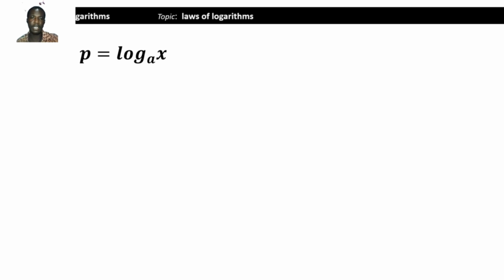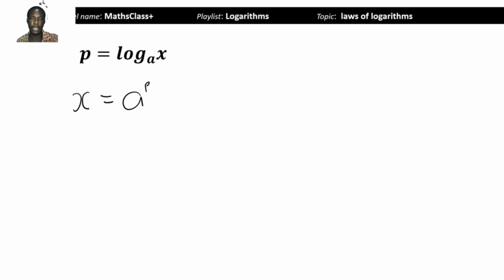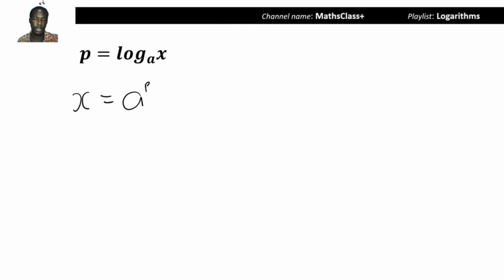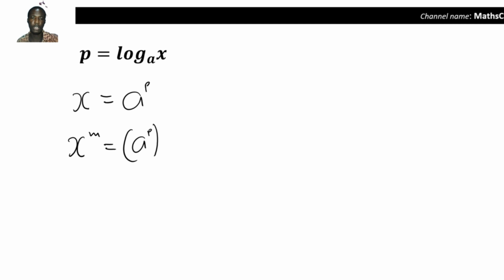Now let's convert this to indices. If we do that, we are going to get x is equal to a to the power p. Let's go ahead and find a common exponent for both sides of the equal to sign. I'm going to use m. So x to the power m is equal to a to the power p, all to the power m. So I will simplify that by removing the bracket.